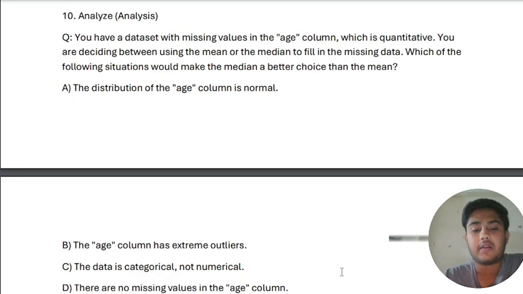Question number 10. You have a dataset with missing values in the age column, which is quantitative. You are deciding between using the mean or median to fill in missing data. Which of the following situations would make the median a better choice than the mean? So the correct option is B. The age column has extreme outliers.